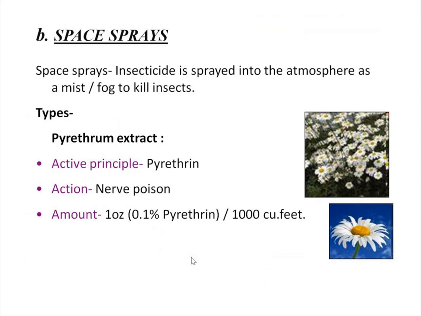So these space sprays are usually used to do fogging outside the house, in and around the houses. The most commonly used insecticide is pyrethrum extract. You can see on the right side, these are the pyrethrum flowers. This chemical is extracted from the pyrethrum flower heads. The active principle in this is pyrethrum, and it acts as a nerve poison. Usually 0.1% of pyrethrum is used for 1,000 feet of the water. That's about the space sprays.